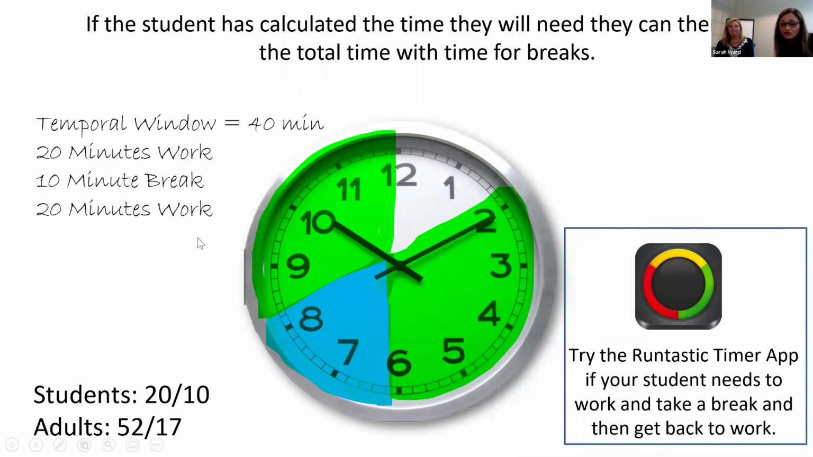If you are looking for a timer, there is a cool timer called the Runtastic timer. And I like it. It's actually a fitness timer, but it will show work time, break time, and then it'll go right back to work time.